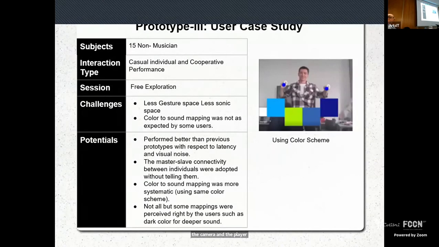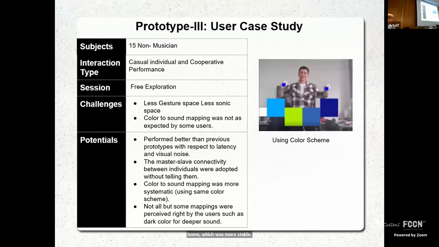On the third prototype, we had a couple of non-musician participants in the experiment, and we had them play an advanced version of the drum, which was more stable, much better, with 4 different instruments: the hi-hat, kick, cymbal, and snare. We also told them to play together with their friends. We had a server-client architecture, and they were collaborating and playing with each other.